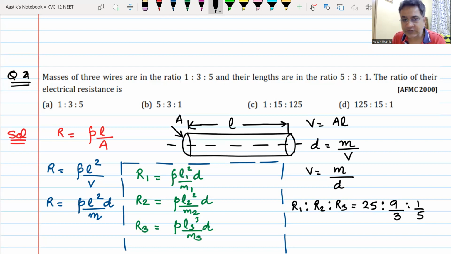Yes or no? No or yes. Which option are you going to get? 9 by 3 is nothing but 3. So let me not write it as 9 by 3. Let me write it as 3. Option D, sir. That is correct, sir.